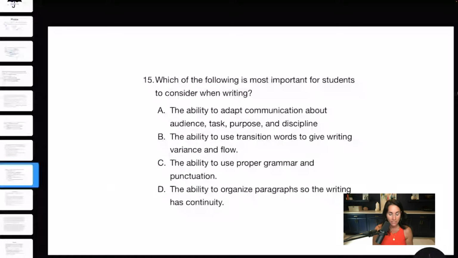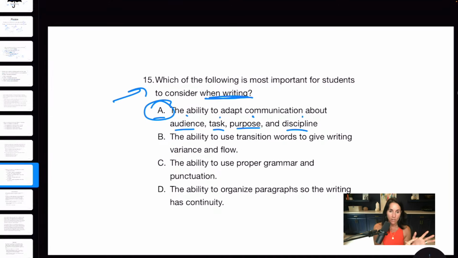And the last one before we get into the constructed response. This question's pretty short, so we'll just read the question first. Which of the following is most important for students to consider when writing? A, the ability to adapt communication about audience, task, purpose, and discipline. A is jumping out to me because, according to the Common Core standards in writing, students must be able to write to a specific audience, task, and have a purpose and or discipline, whether it's science writing or social studies writing or whatever. This is the most important thing about writing, and it's outlined in all of the National English Language Arts standards for writing.